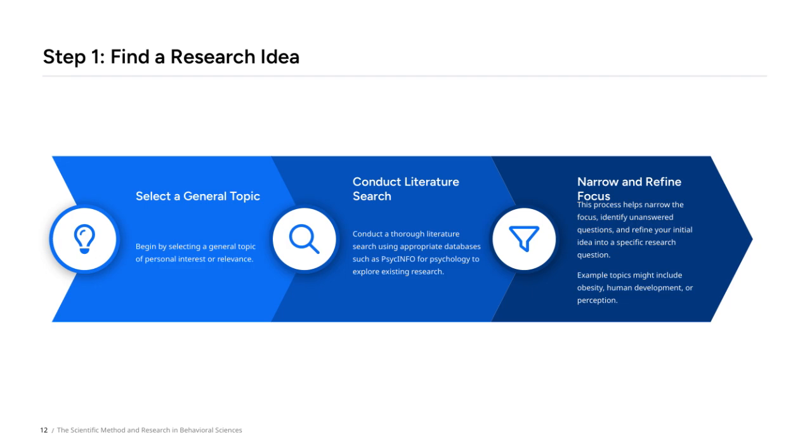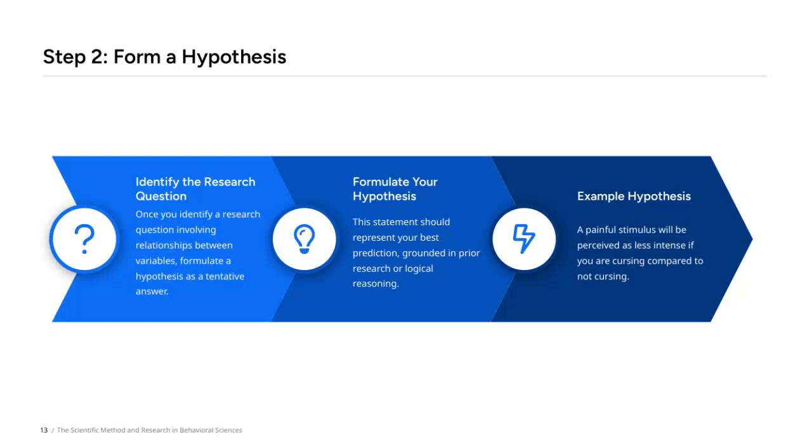This step is crucial because it allows you to pinpoint unanswered questions and transform your broad topic into a specific, researchable question. For example, broad topics might include obesity, human development, or perception, but you'll want to move towards something more targeted within those areas. After pinpointing a research question that looks at relationships between variables, the next step is to form a hypothesis.